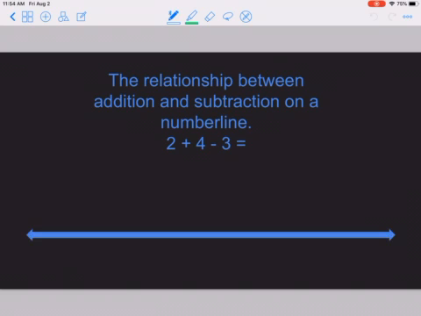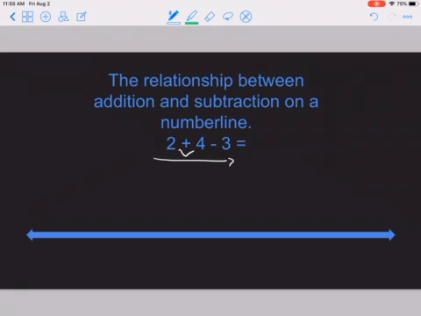Now, let's talk about the relationship between addition and subtraction on a number line. Let's put this into a real world context. 2 plus 4 minus 3. Let's say that I have 2 crayons, I find 4 more, and then I give 3 to my friend. How many crayons do I have remaining? We can do that easily on a number line, and let me show you how. We're going to work from left to right.